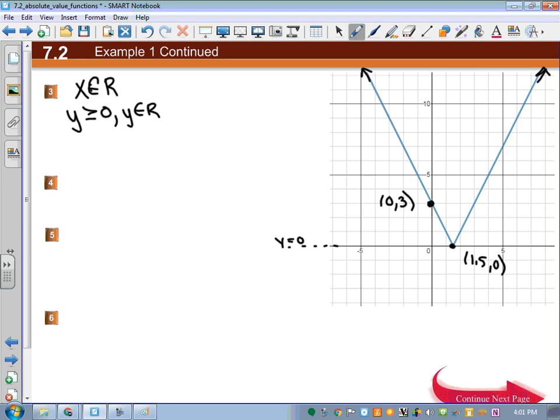Now, to do this with piecewise, it really just hinges on the idea of recognizing that sometimes this function is positive and sometimes this function is negative. Now, when I say this function, I'm talking about the expression 2x minus 3.